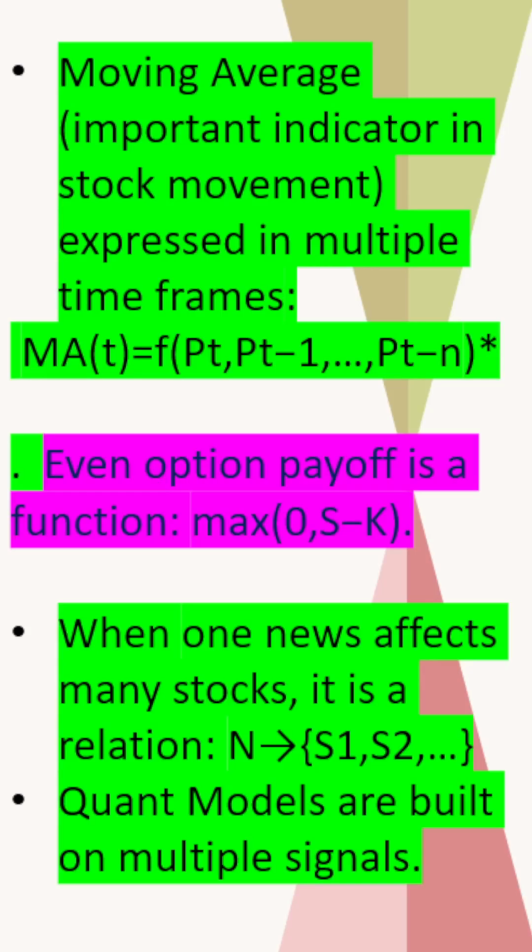Let us now see one example of how relation is used in case of stock trading. We have seen that usually when some important news comes up, many stocks move. So this can be seen as a relation because one news affects the stock price of many stocks. N is related to S1, S2, S3, S4 to SN, n number of stocks. So here a one to many relation comes up.